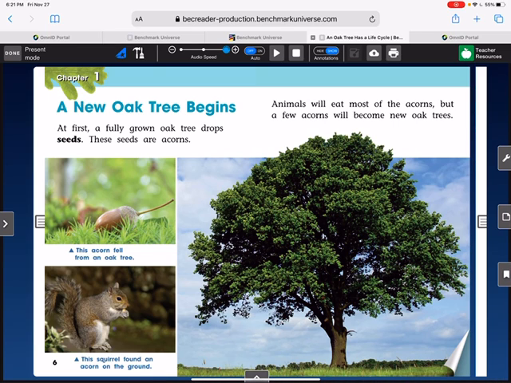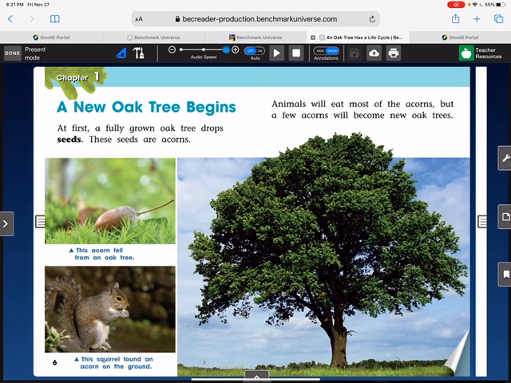At first, a fully grown oak tree drops seeds. These seeds are acorns. Animals will eat most of the acorns, but a few will become new oak trees. I see the word seeds is in bold print, and the author is drawing my attention to that word. It's an important word to know, and it is important to the beginning of the new oak tree. Captions are also really important. You never want to skip over reading those.